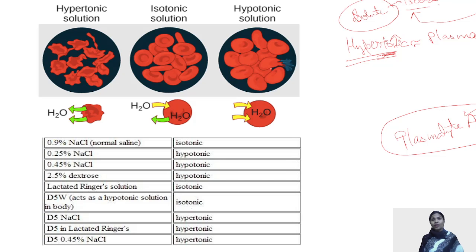Then hypotonic fluids are generally given in those cases in which we want free water in our body, so that you have water in your blood system. At that time you give hypotonic fluids like 0.45% NaCl without dextrose or 0.25% NaCl when we are deficient in water content, because in this what will happen is the water from the blood vessel is going to go inside your cells.